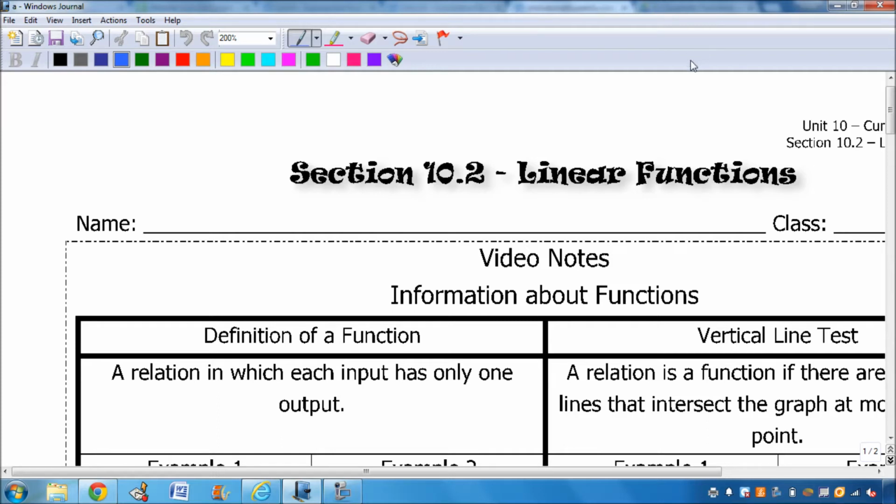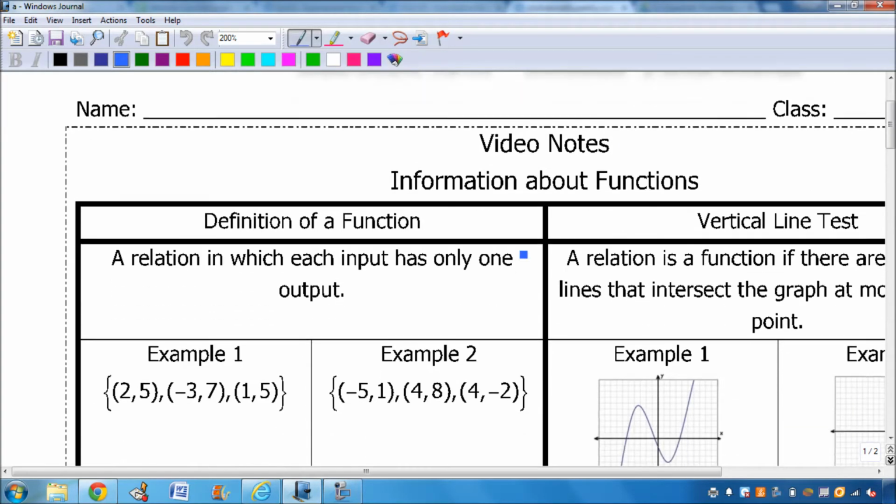Hi, ladies and gentlemen. We are looking at notes or section 10.2, which is on linear functions, and we're going to fill out the video notes right now.